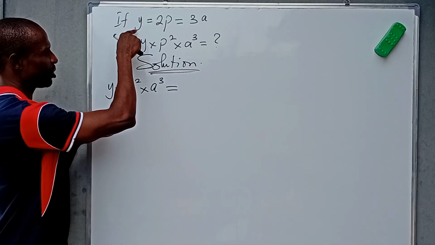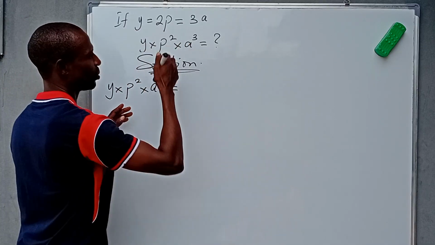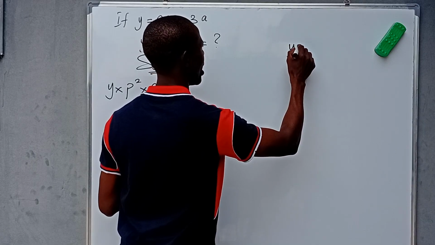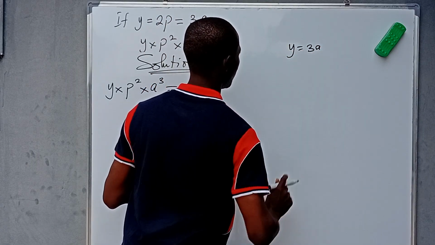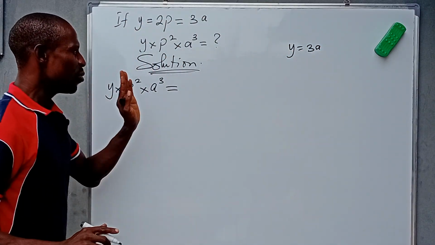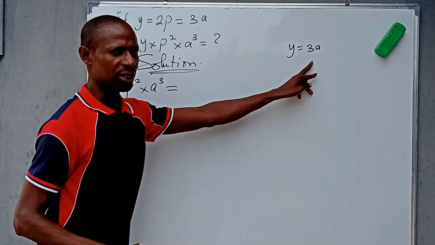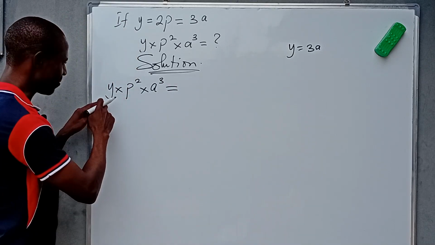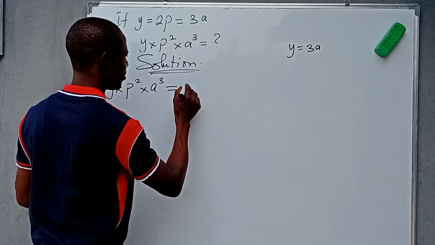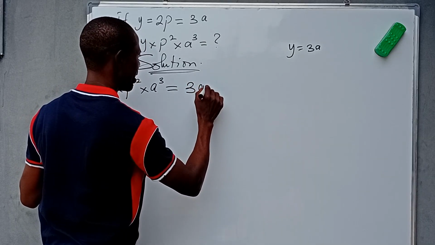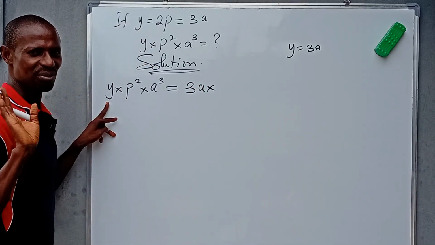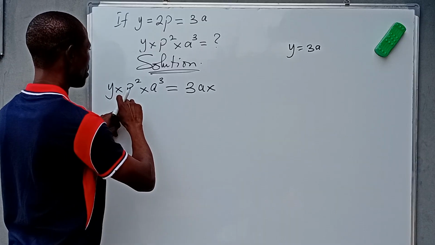So the relationship here is going to give us y equal to 3a. So anywhere I see y, what am I going to put in there? Just 3a. And the first place here I have y. So this is going to give me 3a times, as simple as ABC. Then I have my p here.